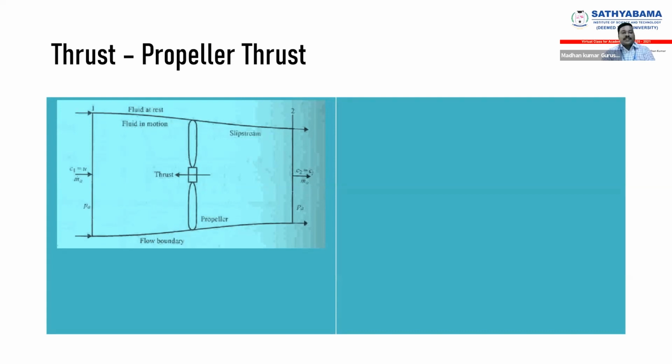And then what is meant by propeller thrust? You are producing the thrust with the help of a propeller. Then the thrust is called propeller thrust. So this is the one-dimensional model. We are considering here... just a second, please.